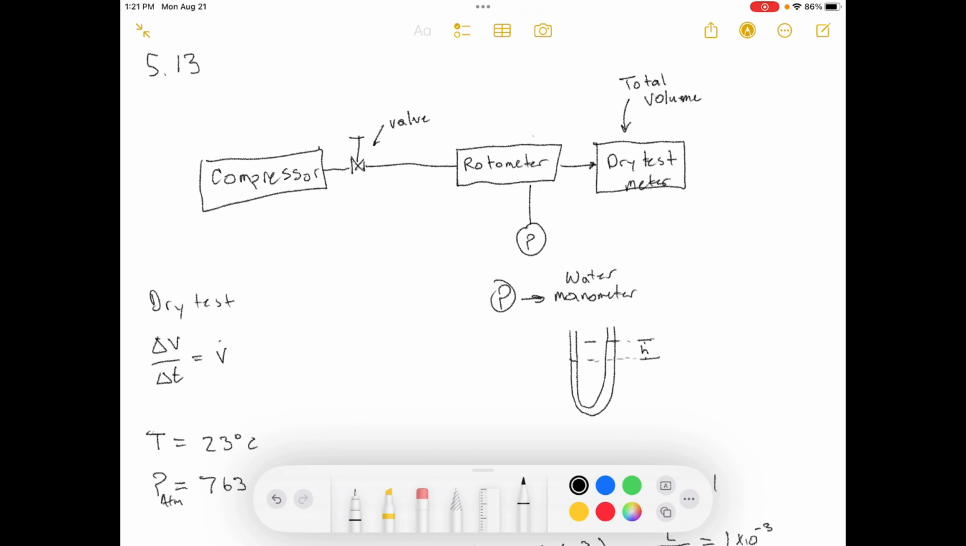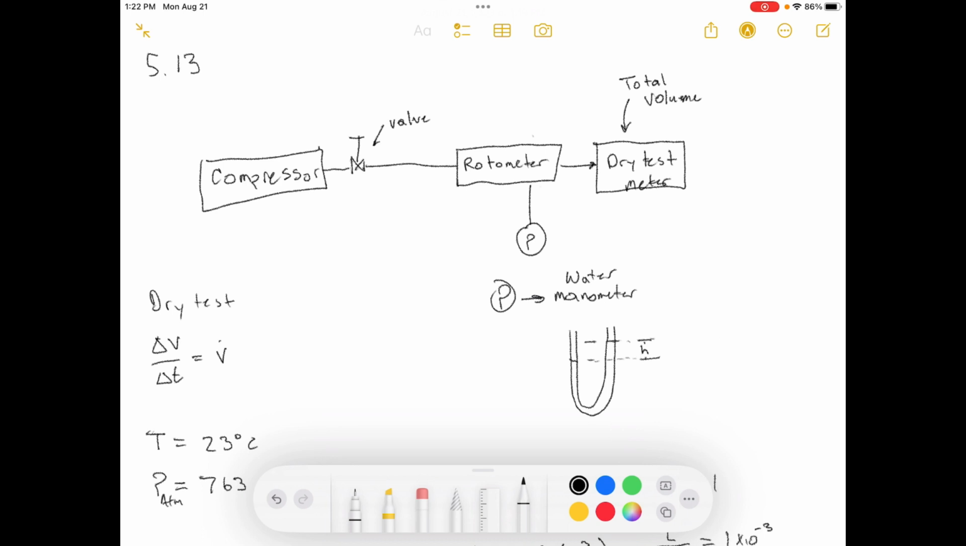Today we're working out of Elementary Principles of Chemical Processes, 3rd edition, and we're doing problem number 5.13. The problem statement says, a nitrogen rotometer is calibrated by feeding nitrogen from a compressor through a pressure regulator, a needle valve, the rotometer, and a dry test meter, a device that measures the total volume of gas that passes through it. A water manometer is used to measure the gas pressure at the rotometer outlet.